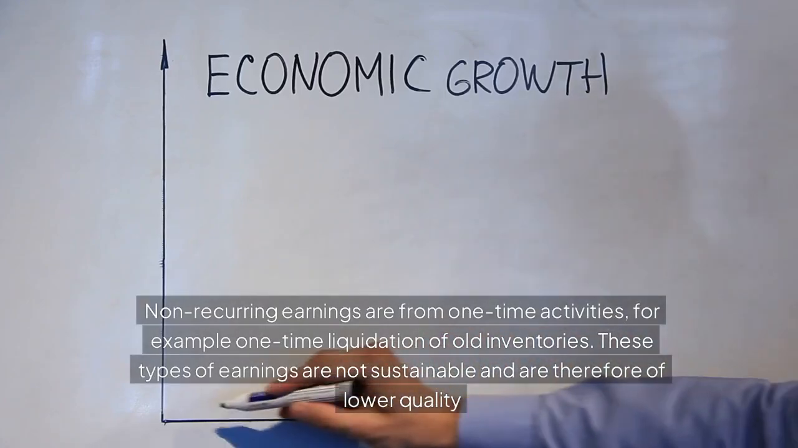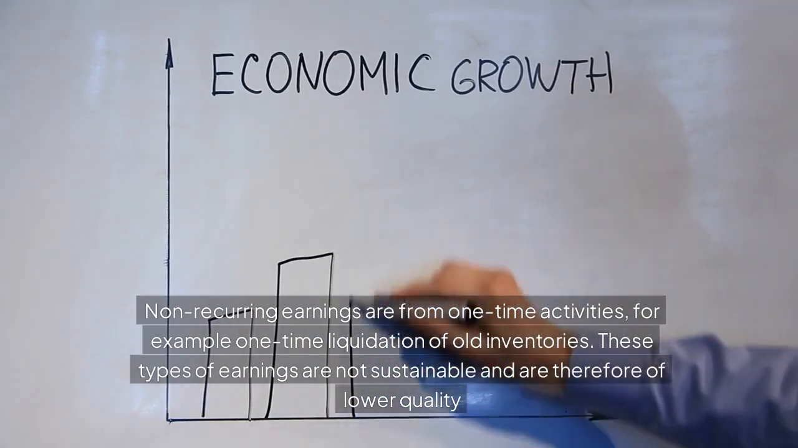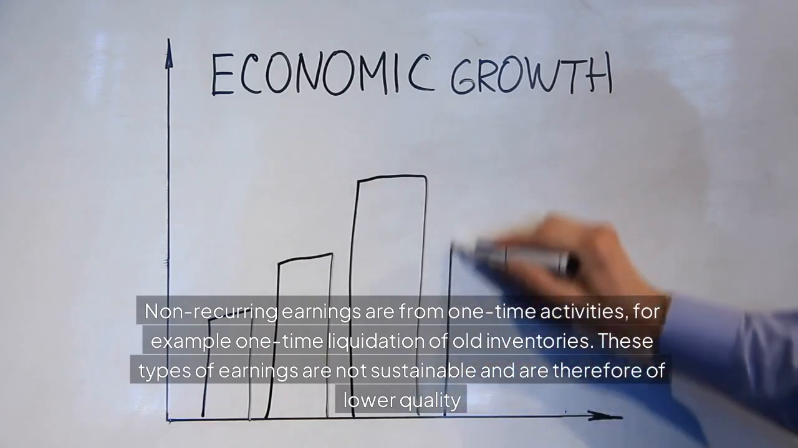Non-recurring earnings are from one-time activities, for example, one-time liquidation of old inventories. These types of earnings are not sustainable and are therefore of lower quality.